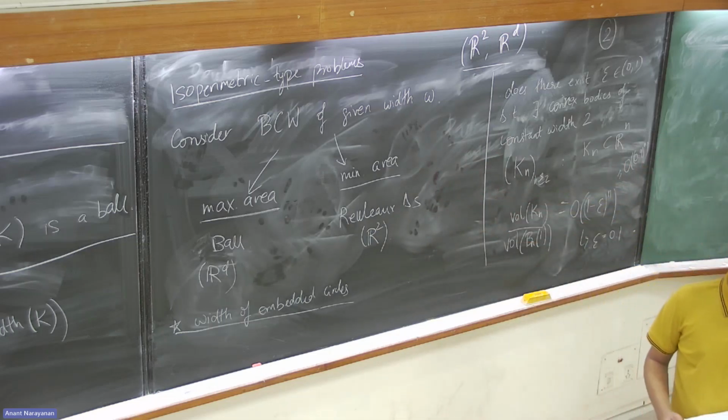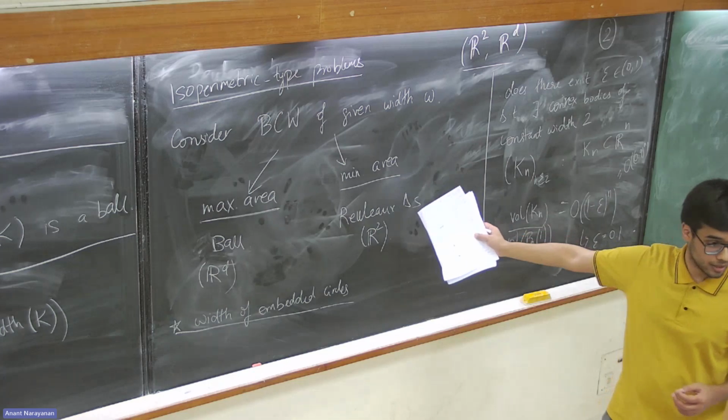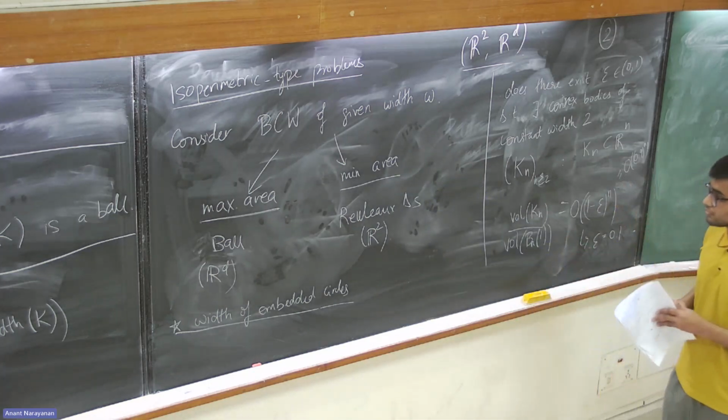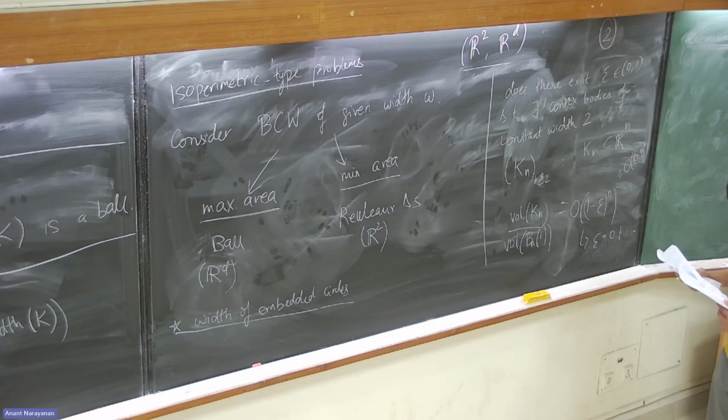That cannot happen. The volume cannot go down. Okay, you meant the volume of the Reuleaux. Oh, it will go down. That can happen below, because these are the minimizers.